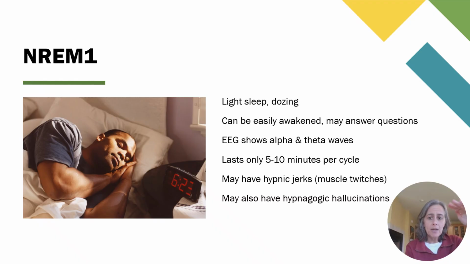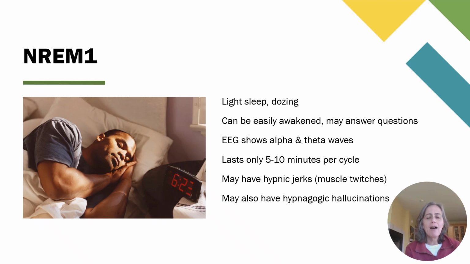Remember, we had gamma and then beta. Then alpha was that relaxation. You might also have that when you're just sunning yourself out on the yard. And then theta is below that. And this is brief. We don't spend a lot of time here. It's mostly a transition zone.